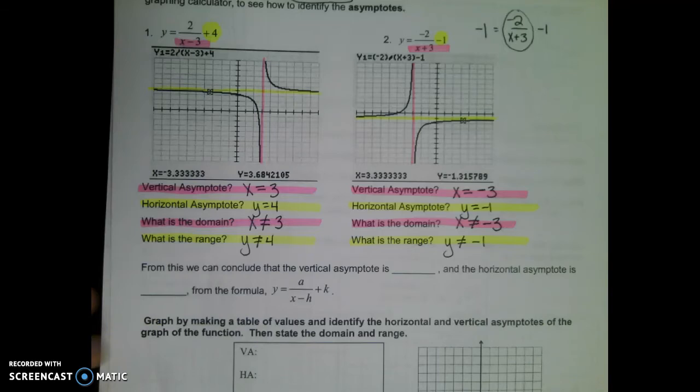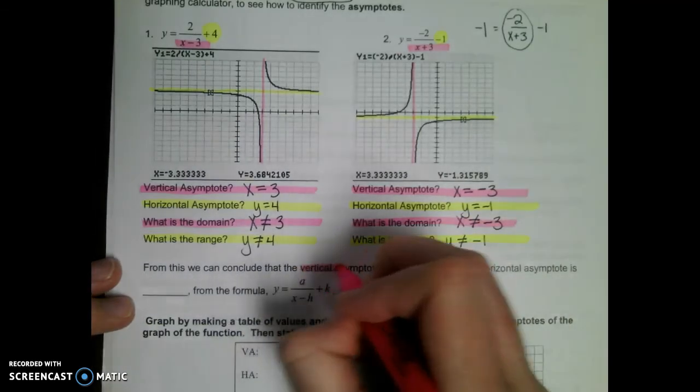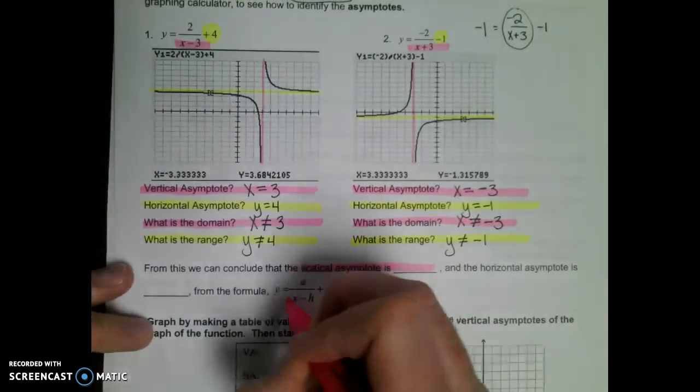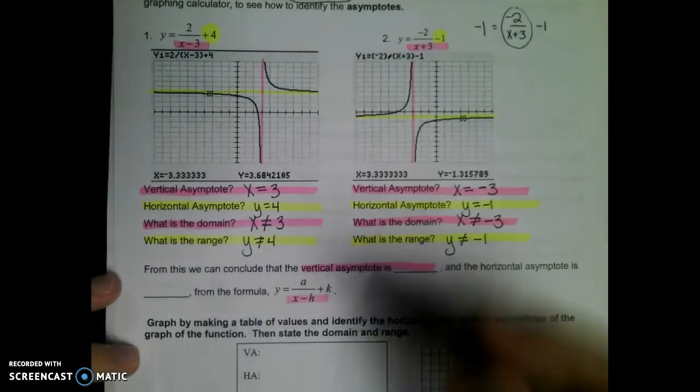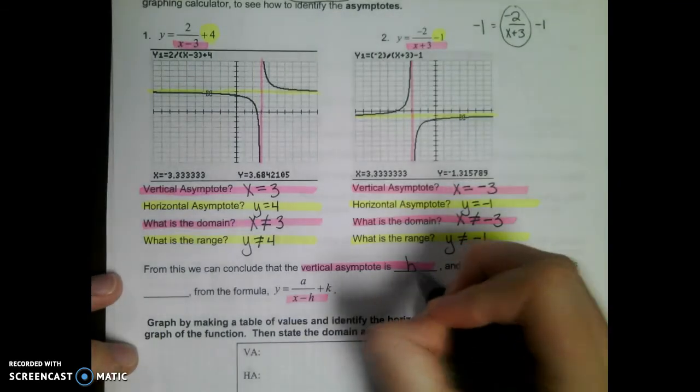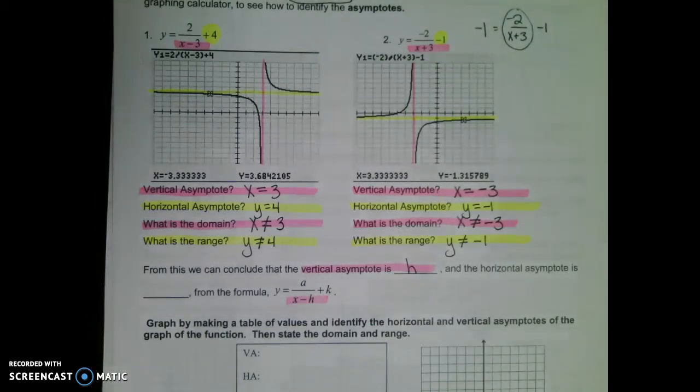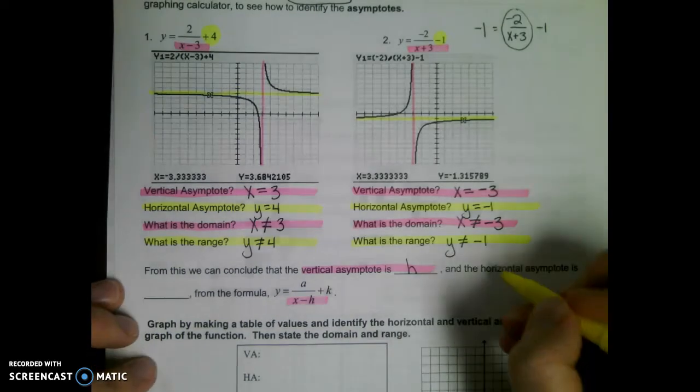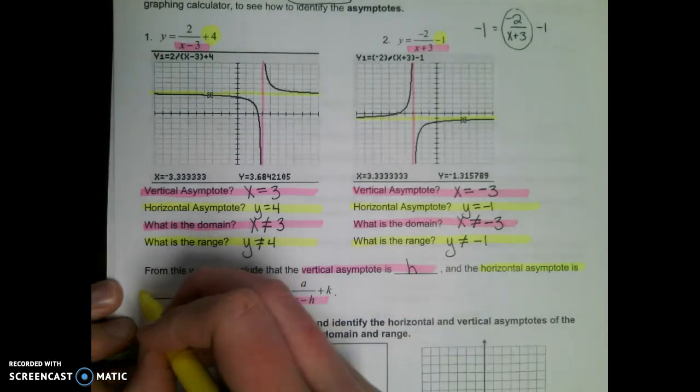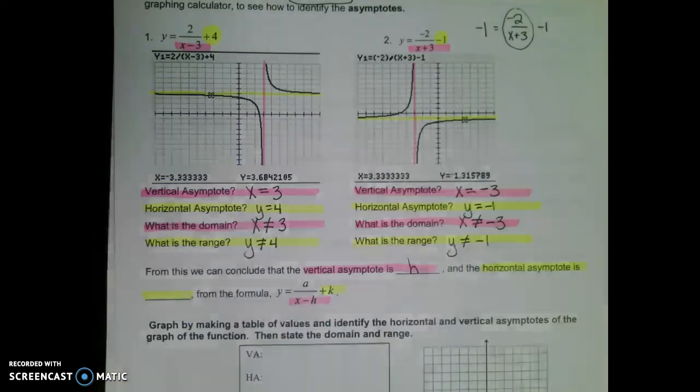From this, we can conclude that the vertical asymptote is h, or you might want to jot in your notes whatever number makes the denominator equal to 0. The horizontal asymptote is k.